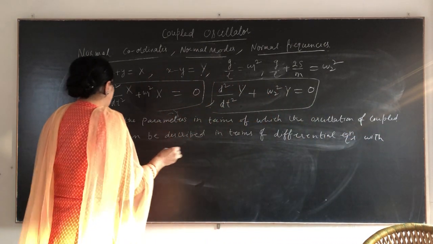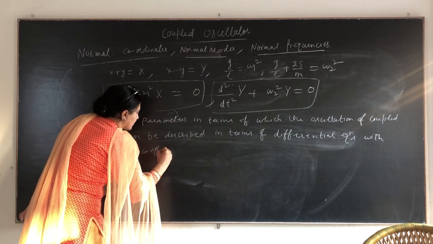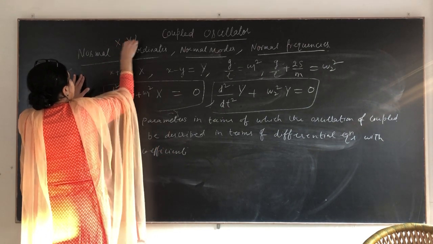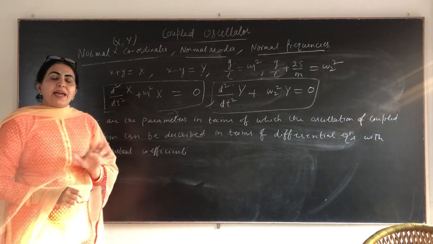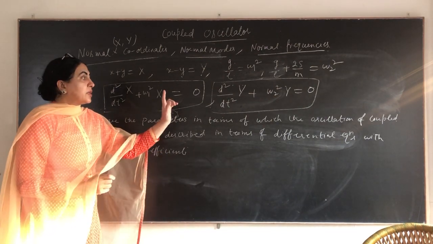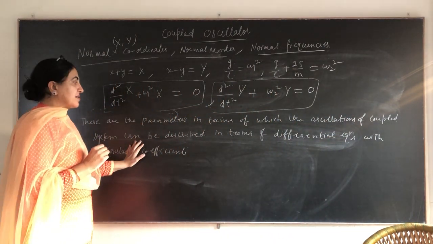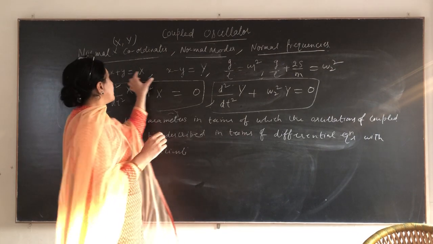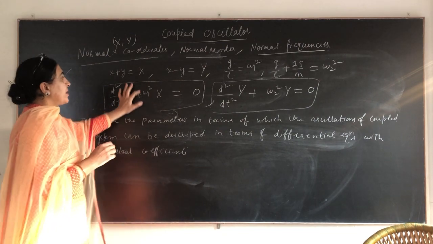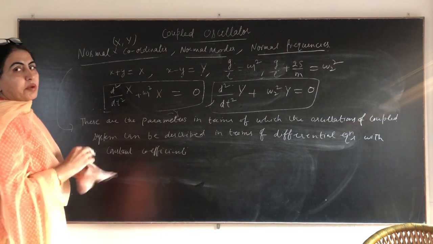With constant coefficients. And these normal coordinates are capital X and capital Y. They are the parameters in terms of which the oscillations of a coupled system can be described in terms of differential equations. These are the differential equations with constant coefficients, omega 1 and omega 2. Clear? So this is about the normal coordinates.